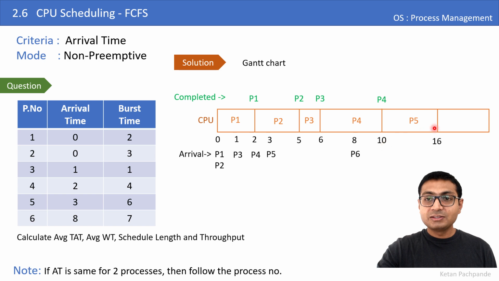So 10 plus 6, it is going to be 16. At time t equal to 16, P5 completes. And one last process is remaining, that is P6. So when there is only one process in the entire system, you can directly schedule that without applying any decision making factors. So 16 plus 7, that is 23. So at time t equal to 23, process P6 completes here. And this completes the Gantt chart for this particular example.